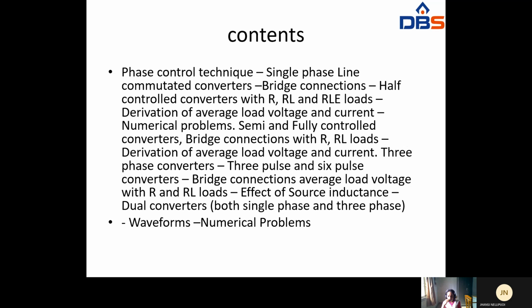That is single phase line commutated converter, bridge connection, half-wave controlled converter with R and RLE loads, derivation of average load voltage, current, and some numerical problems, and semi-fully controlled converter, bridge connection with R and RLE load, and derivation of load voltage and current. Okay, and 3 pulse, 6 pulse converter, bridge connection, average load voltages. The effect of source inductance, for both single phase and three phase converters. So these are the contents in the second unit.